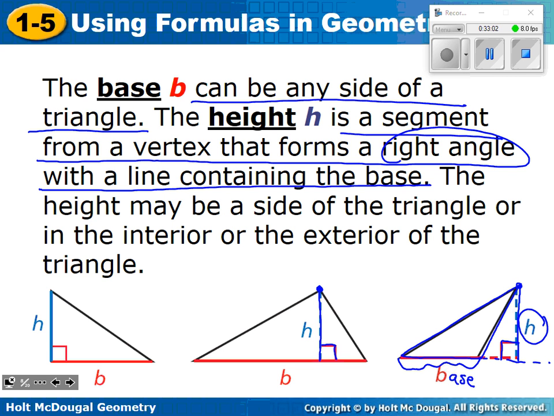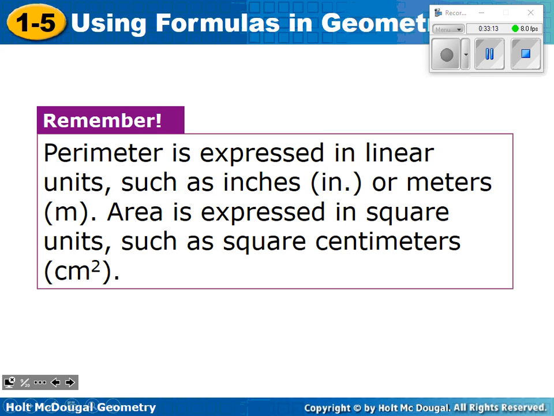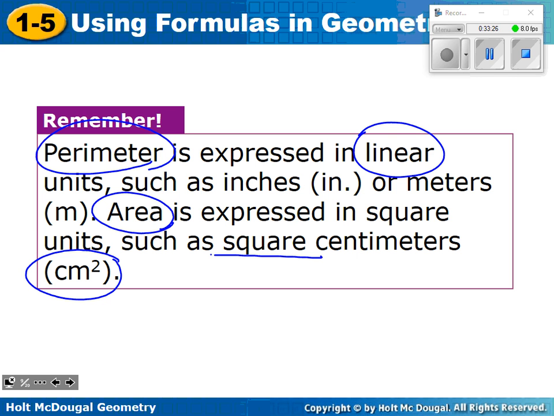Does that make sense? Sometimes your height is outside your triangle, sometimes it's inside your triangle, sometimes your height is a side of your triangle. But your base and your height have to make a right angle. Okay, I already said this. Units should be linear if you're finding perimeter. That's like inches, feet, miles. Your unit should be squared if you're finding area. So inches squared, feet squared, miles squared.